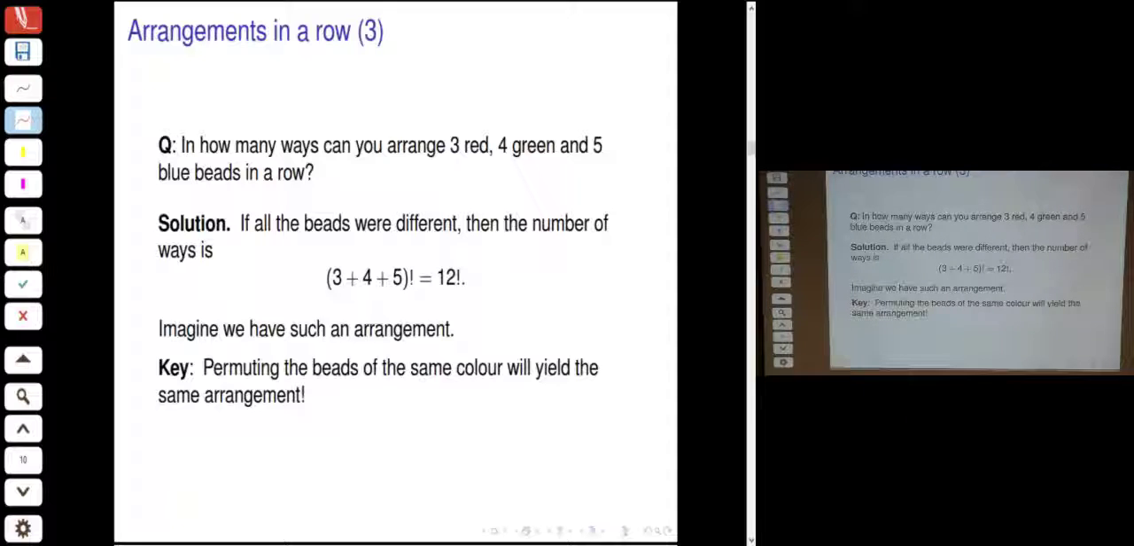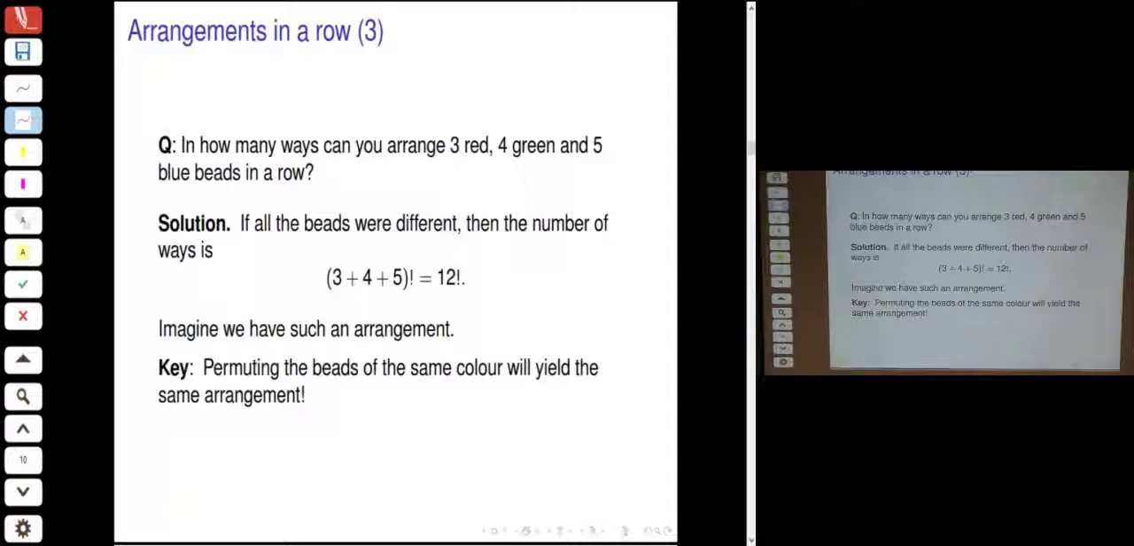So the point is that if you have beads of the same color or balls of the same color, when you switch the arrangement between them, you do not notice a difference. Switching around these balls of the same color does not create a difference. It does not change the number of ways. It looks as if it is the same arrangement. So that's what we have to take into account in this problem.